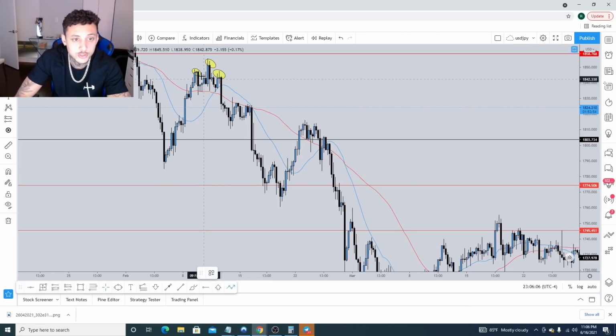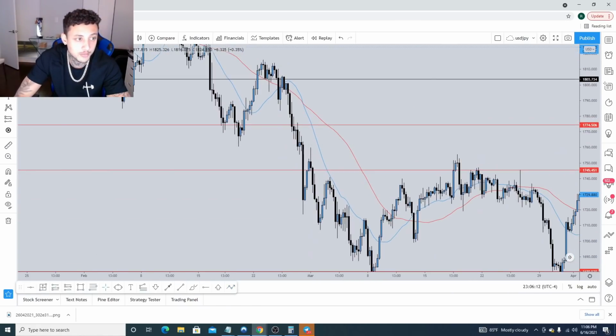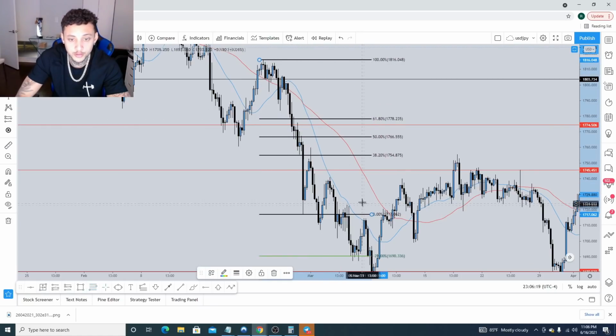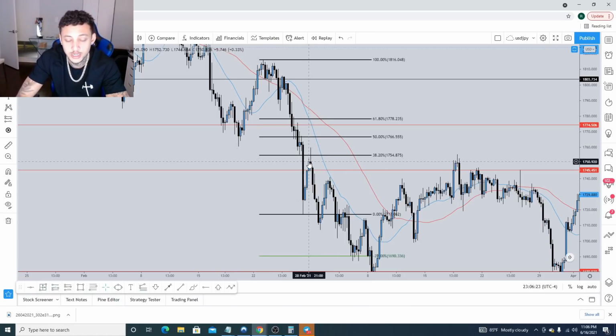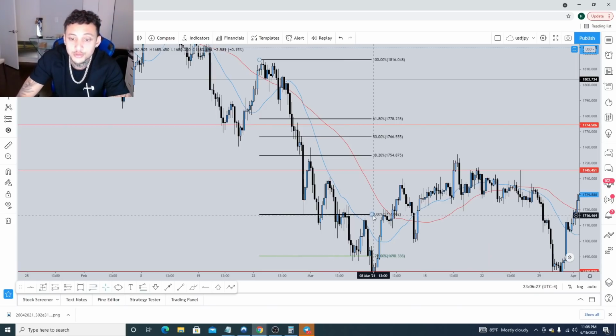Notice the market structure here: lower low, lower high, lower low, lower high, right? We're simply just going to be adjusting our fib tool. This is now our new lower high since price made a lower low. Notice the pullback to the 38.20 and notice the immediate rejection, and then notice how price just went all the way to the downside there.